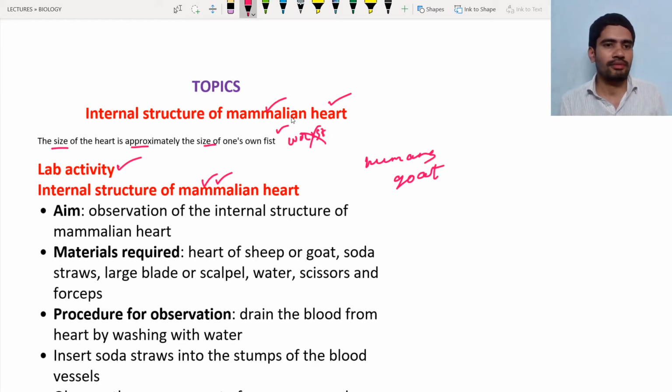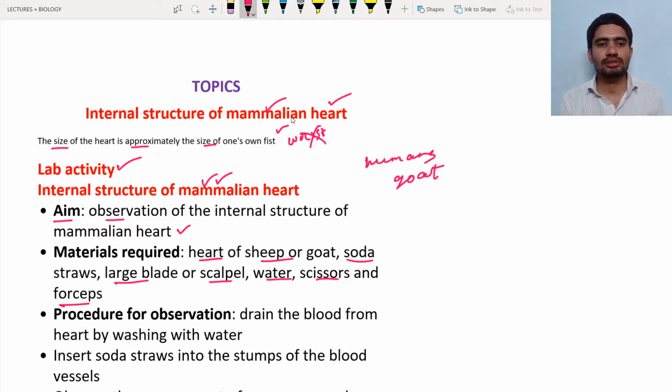So our aim is to observe the internal structure of the mammalian heart. As a result, we need some materials. Those materials are the heart of a sheep or goat. Why? Because sheep and goat are mammals, so their heart is almost similar to our heart. Next are soda straws, a large blade or scalpel, water, scissors, and forceps. These all are the materials that are necessary.